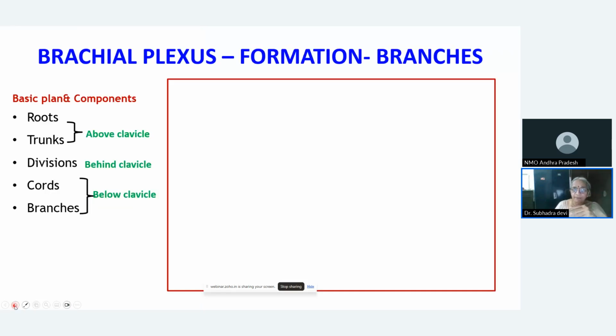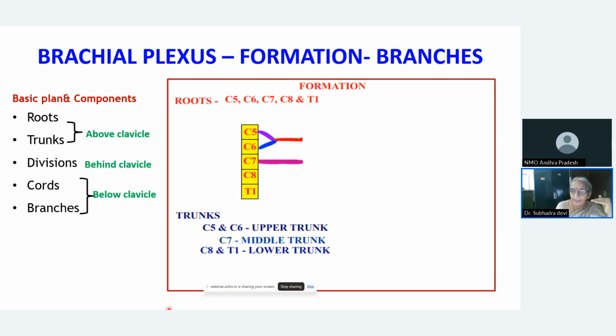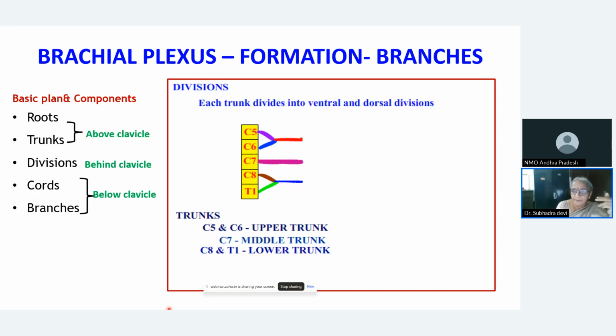Now the basic plan of the brachial plexus. I already told you what the roots are. The trunks are formed by the union of C5 and C6 forming the upper trunk, and C7 continuing as the middle trunk. C8 and T1 join and form the lower trunk. Afterwards, each trunk divides into 2 divisions. One is the ventral division, the other is the dorsal division.